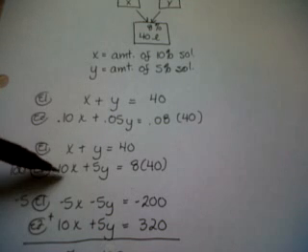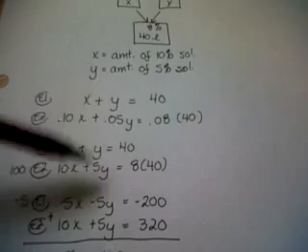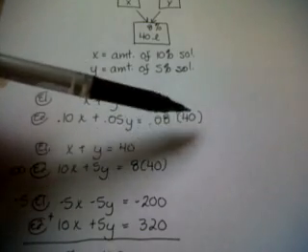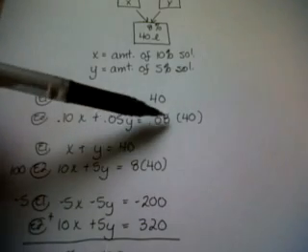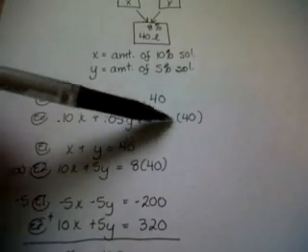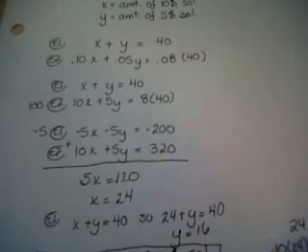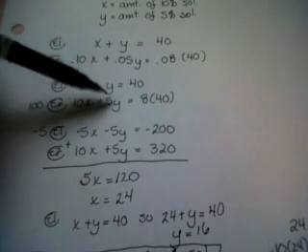So 100 times this side will give me 10x. 100 times 0.05y gives me 5y. 100 times 0.08 times 40 is going to give me 8 times 40. Because this is all multiplication, I only need to multiply it one time. So now what I notice is that I'm going to get rid of one of my variables. I decide to get rid of my y.